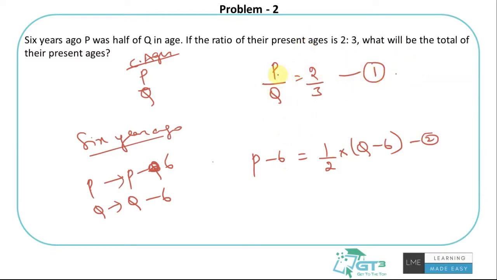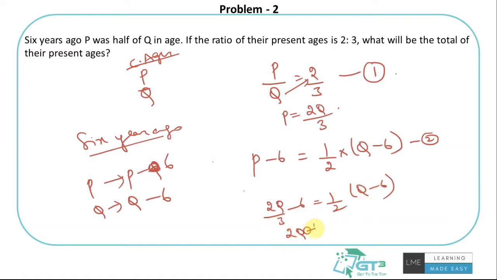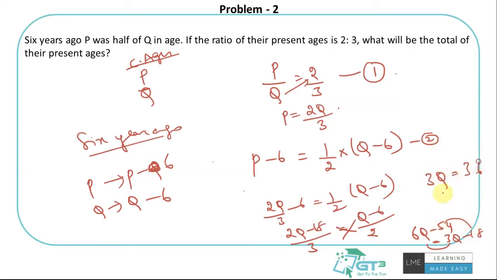Right, so let me use this. What is P? Q goes this side. P will be 2Q by 3. Let me substitute it here. 2Q by 3 minus 6 is equal to half into Q minus 6. So 2Q minus 18 by 3 is equal to Q minus 6 by 2. I cross multiply. So this will be 6Q minus 3 into 18 is 54. 3Q minus 18. 3Q comes this side, 54 comes this side. 6Q minus 3Q is 3Q, plus 54 minus 18 is 36. Q is 12.